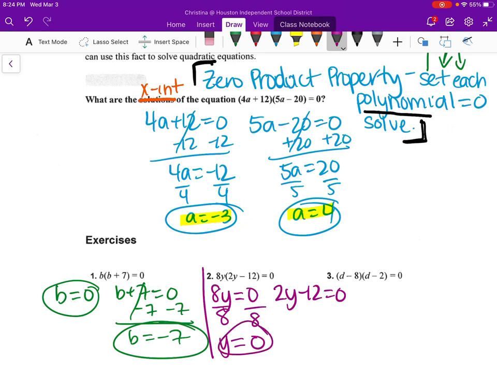And then for the second one, I'm going to add 12. And I'm going to divide both sides by 2. So y is going to equal 6.